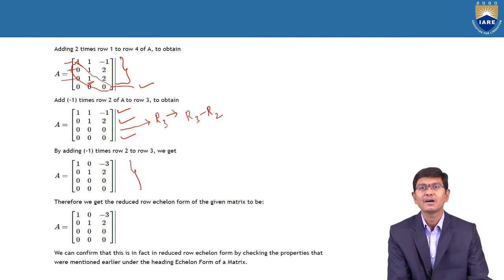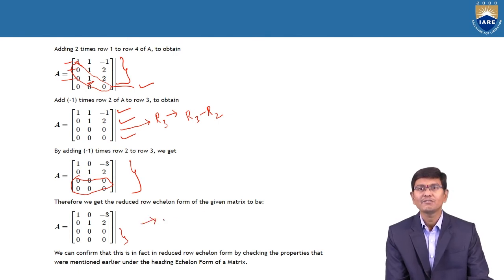This matrix is an echelon form of a matrix. Why? Because there are zero rows available here: the last rows, R3 and R4, are zero rows, and R1 and R2 are non-zero rows. R1 is 1, 0, minus 3 and R2 is 1, 1, 2, while R3 and R4 are clearly zero rows. Therefore, it clearly satisfies the echelon form of a matrix.